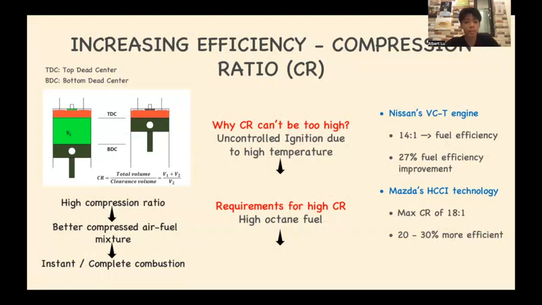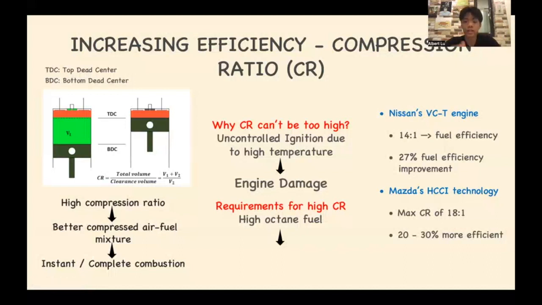And therefore, a high compression ratio means better compressed air-fuel mixture, and it leads to instant and complete combustion of the engine. So then why can't every car just have a crazy high compression ratio and have better efficiency? It's because of uncontrolled ignition due to the high temperature of compression, which will eventually lead to engine damage. And there are also some requirements for a high compression ratio.